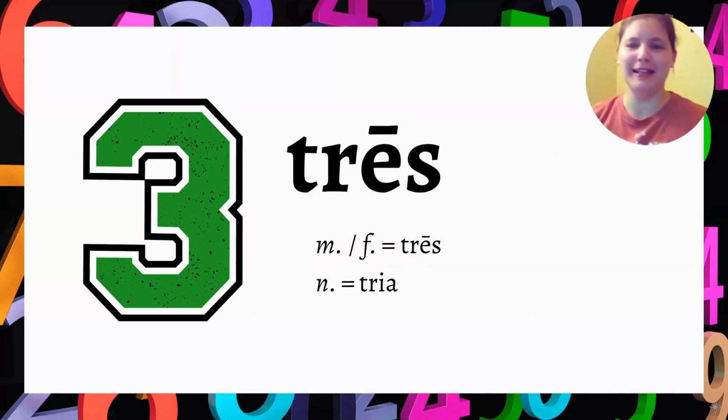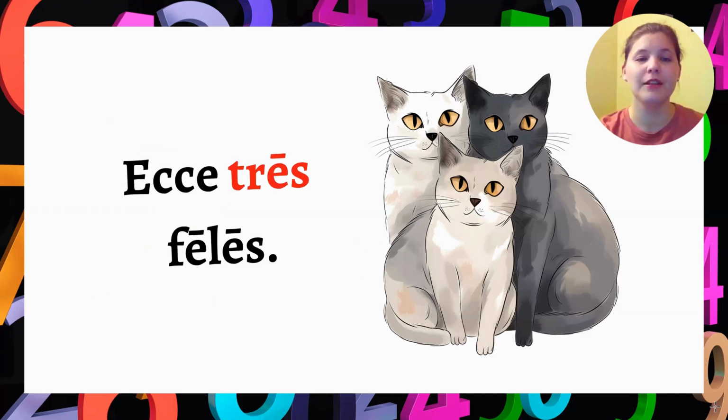The number 3 only has 2 different forms in what we call the nominative plural. So if you're studying Latin, then you'll know about cases. But for the purposes of this video, we're just going to focus on these 2 different forms. Tres is for the masculine and the feminine, and tria is for the neuter. So we have ecce tres feles.